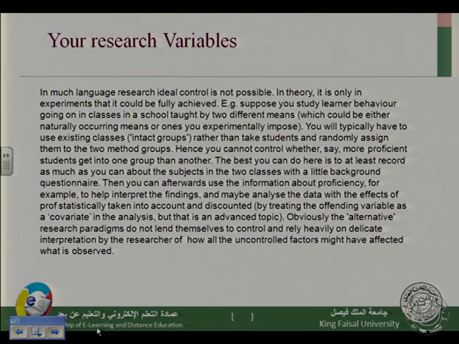Then you can afterwards use the information about proficiency, for example, to help interpret the findings and maybe analyze the data with the effects of proficiency statistically taken into account and discounted by treating the offending variable as a covariate in the analysis, but that is an advanced topic which I don't want also to talk about. So, as I said, you cannot control proficiency, but you can use proficiency later to explain your results, and I don't want to talk about advanced topics to avoid confusion.